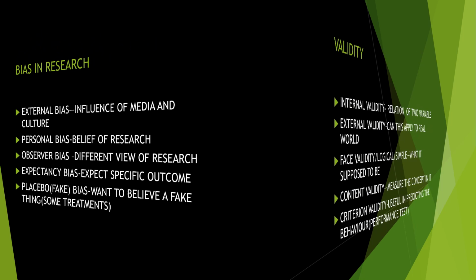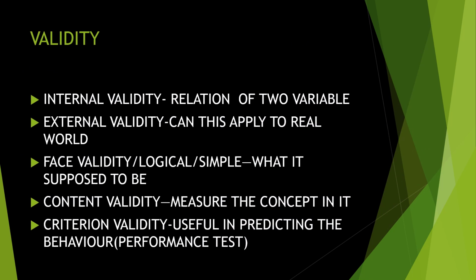Next is validity. There are different kinds of validity in research. Whatever topics we are dealing with now, it is an important part of the research. First is internal validity, the relation of two variables. If you are taking male and female, these are the two variables. You want to find the relation between these two variables. That is what we call internal validity.